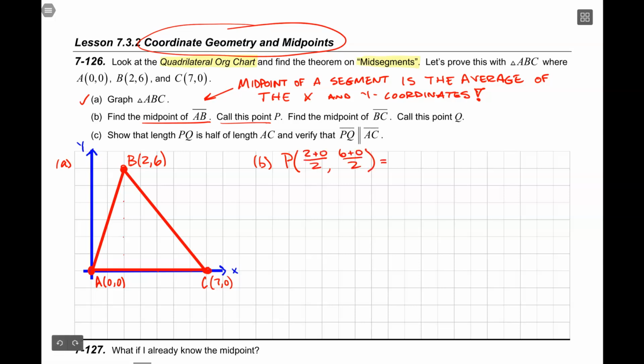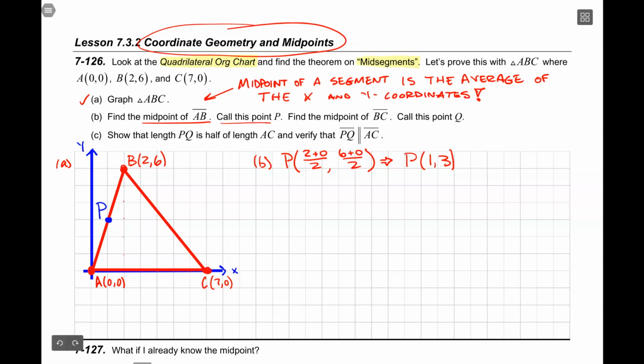That's a pretty straightforward one. Hope you don't need a calculator there. Point P will be at (1, 3). Let's go ahead and add that to our picture. Point P is at (1, 3). That's the average of the coordinates for A and B.